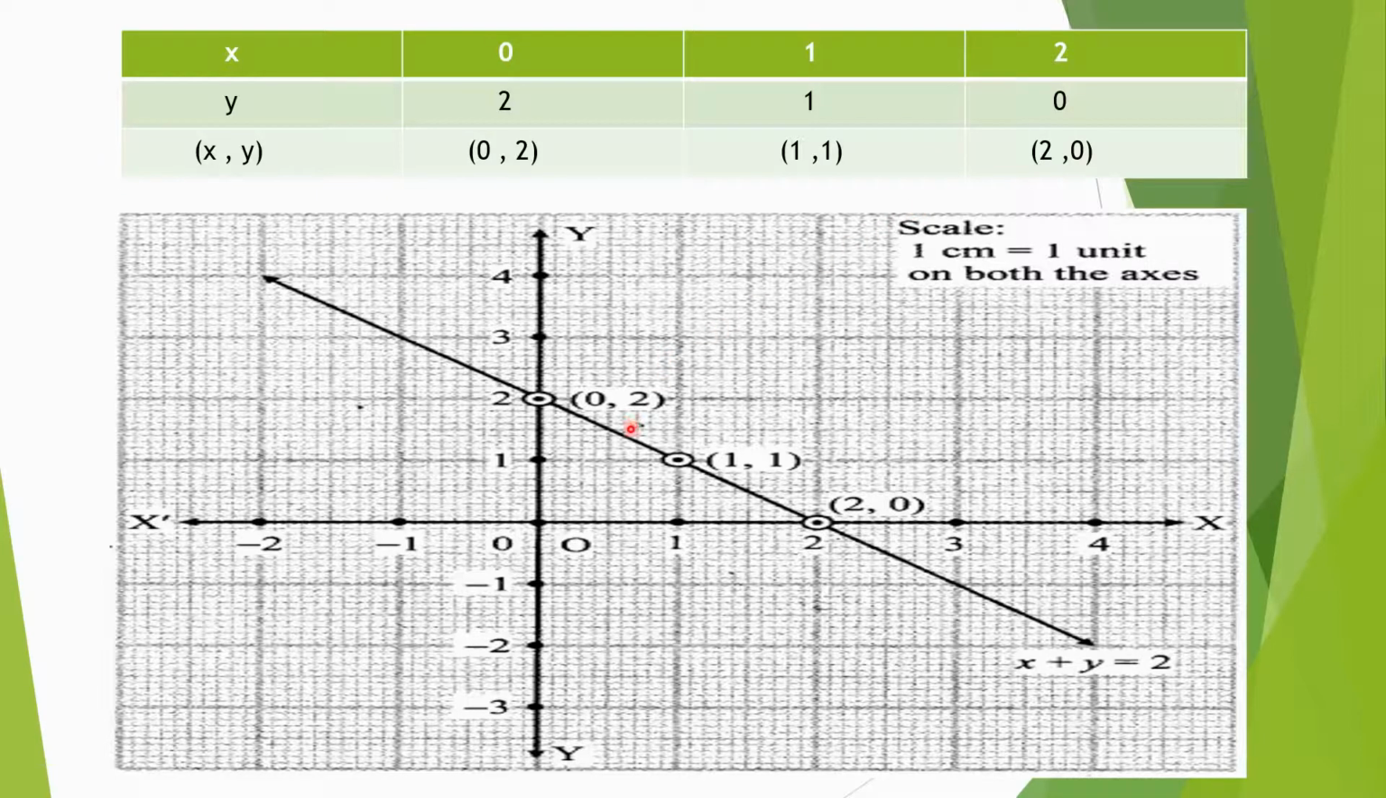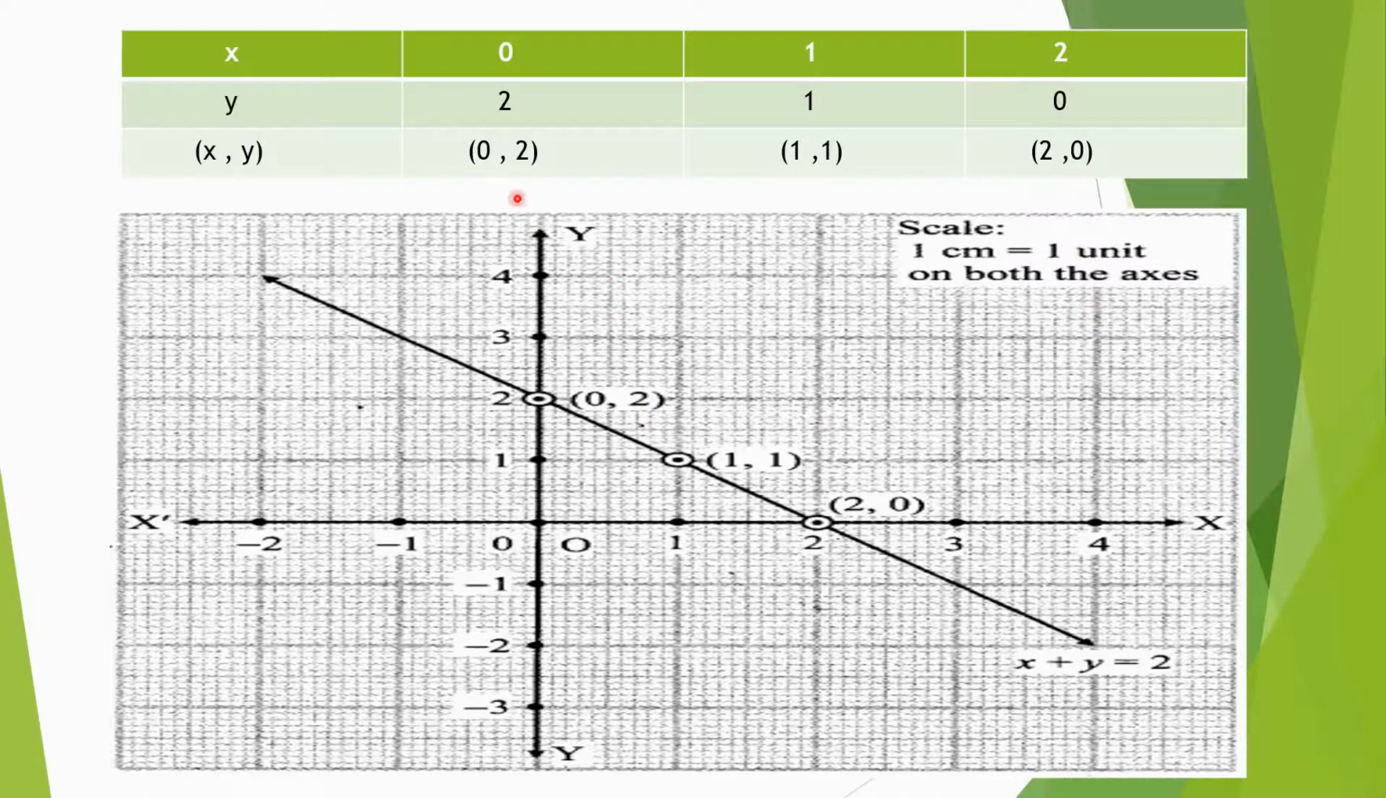This is the x-axis, that is X dash, and the vertical line is Y dash, and the intersection of the two axes is the origin. The coordinates of the origin are (0, 0). On the x-axis, right of zero are positive numbers and left of zero are negative numbers. On the y-axis, above zero are positive numbers and below zero are negative numbers. Also write the scale here: 1 centimeter is equal to 1 unit on both axes. After that, plot the following points.